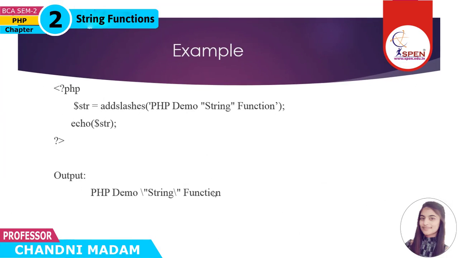So here is the example. Addslashes is the function. We will pass the "PHP demo string function". Now we will use double quotation marks before and after our string, and we will just print our string. So it will add backslashes to our string. Here is the output.